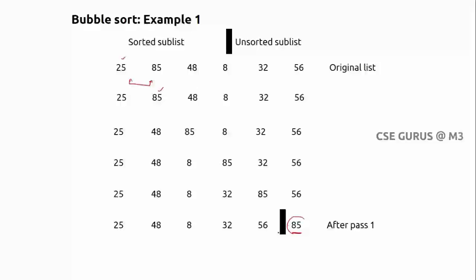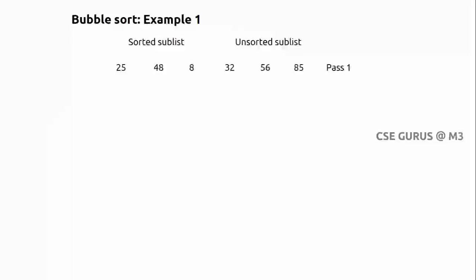Only that is the unsorted sublist. So that means the part to the right will always be sorted, and the part to the left will be unsorted. You can see now the next one. Anyway, 85 is sorted, that is over.